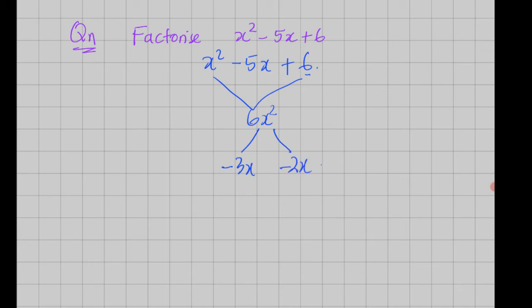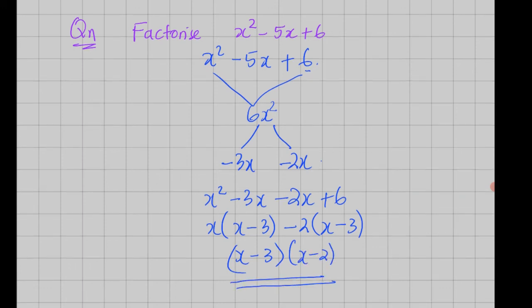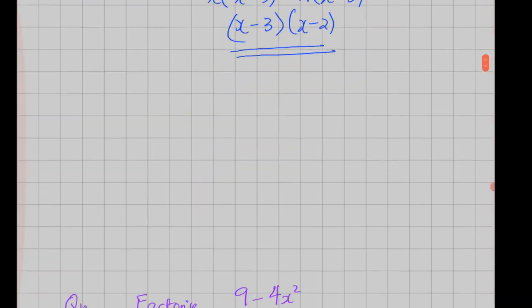So what do we do now? We replace minus 5x with minus 3x and minus 2x. So x squared minus 3x minus 2x plus 6. What is the factor here? It's x. x into x squared is x, x into negative 3x is negative 3. What's the factor here? It's negative 2. Negative 2 into negative 2x is x, negative 2 into 6 is negative 3. Right? So you get x minus 3 times x minus 2. So you see, we factorize x squared minus 5x plus 6 into x minus 3 times x minus 2.